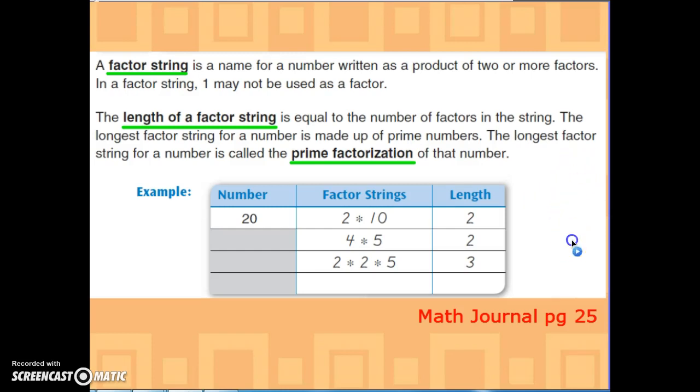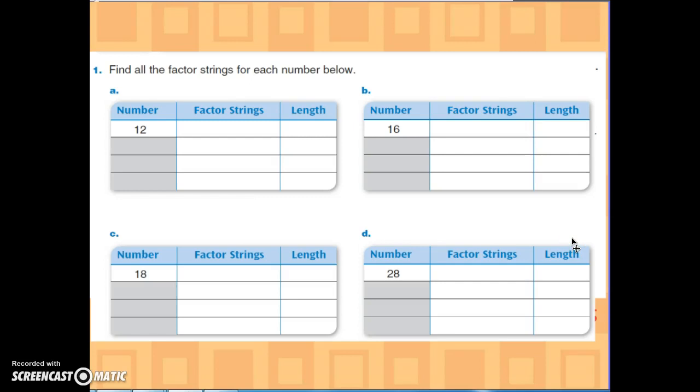So we're going to take a look at some examples. We're going to make some factor strings for 12, and we want to try to make as many as we can. So let's start with 2 times 2, which is 4, times 3. So the length of this one, 2 times 2 is 4, times 3 is 12. So it equals our number 12. The length would be 3 because there are 3 factors.